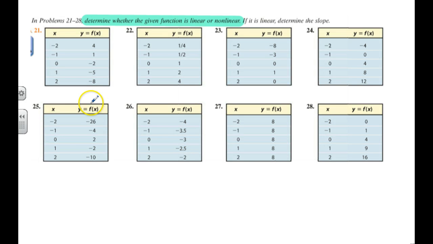So again, the goal here is just to check to see if these are constant x changes, and if so, are they constant y changes? So you're just telling whether these are linear or not. Let's see, this looks like it's decreasing by 3. It continues to decrease by 3. 1 minus 3, minus 3, minus 3, so that looks linear.